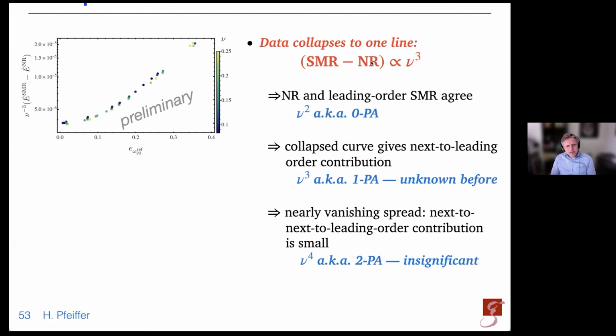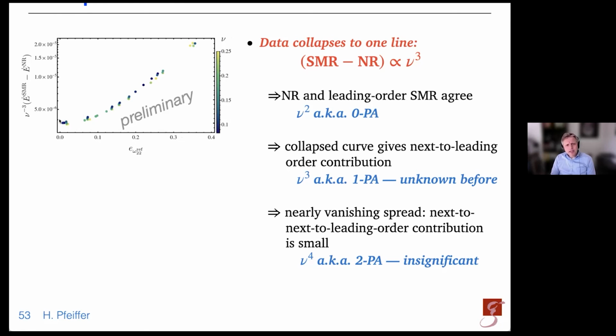The fact that the nu cubed rescaled data collapses onto a single line as a function of eccentricity, independent of the mass ratio of our numerical relativity point, that means that we have actually, sitting here in this plot, the next to leading order small mass ratio contribution to the energy flux on eccentric orbits. This is a result that hasn't been known so far. It's computed here for the first time.